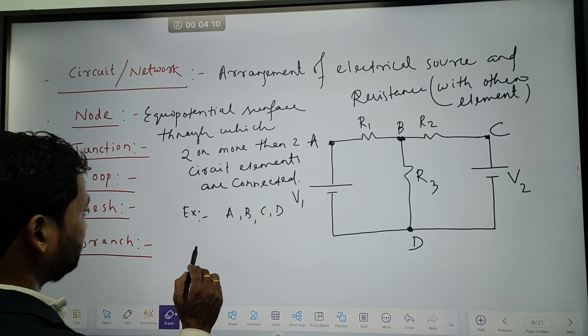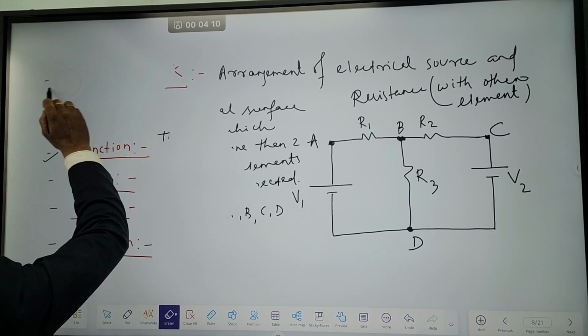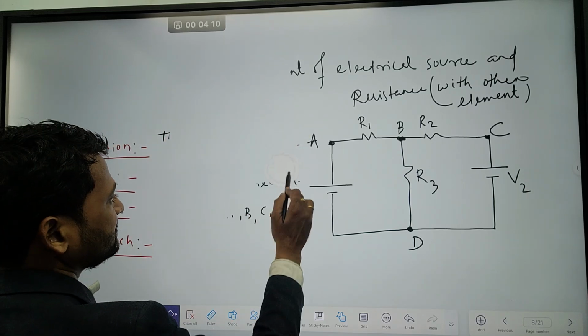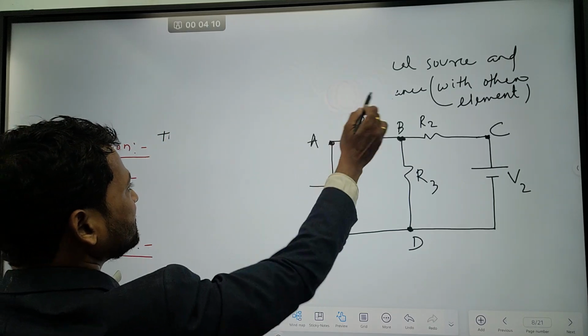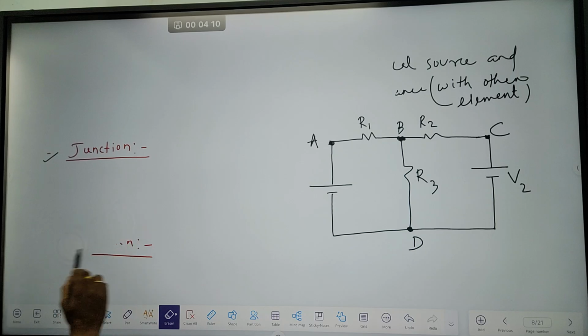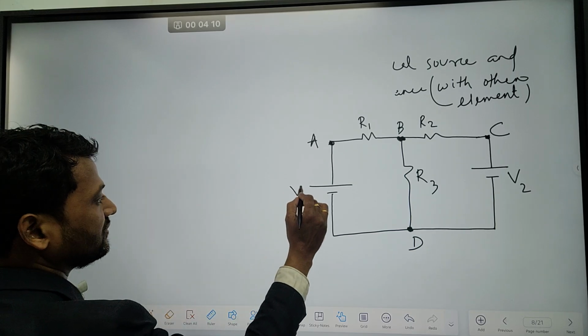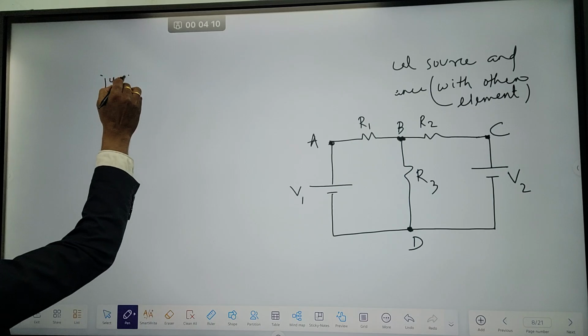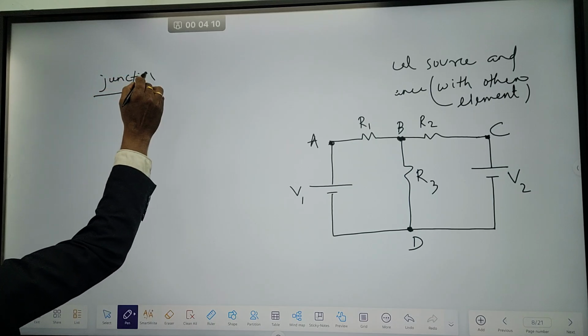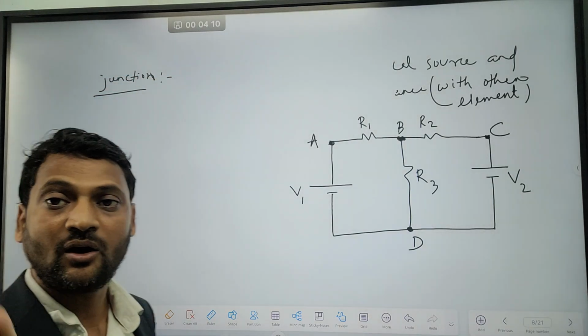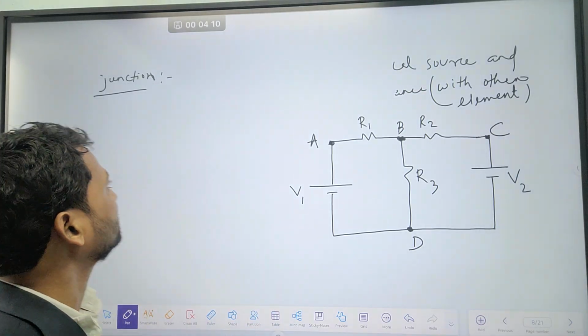Okay, let me erase. ये node हो गया. Next is we'll take the same example. Next क्या है आपका junction. देखो, next is junction. Junction मतलब क्या है? It is again an equipotential point through which 3 or more than 3 circuit elements are connected.